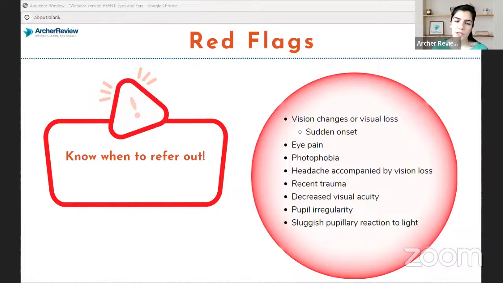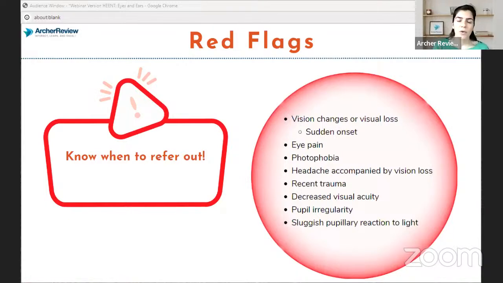When a patient comes in, you want to be able to figure out, is this something that I can treat, or does this patient need to be seen right away by a specialist, by an ophthalmologist? So a sudden onset of vision changes or vision loss is not normal, right? We do have gradual visual changes due to aging, due to disease process, but sudden vision loss, sudden vision changes, that is not normal. So that should be a red flag in your mind.